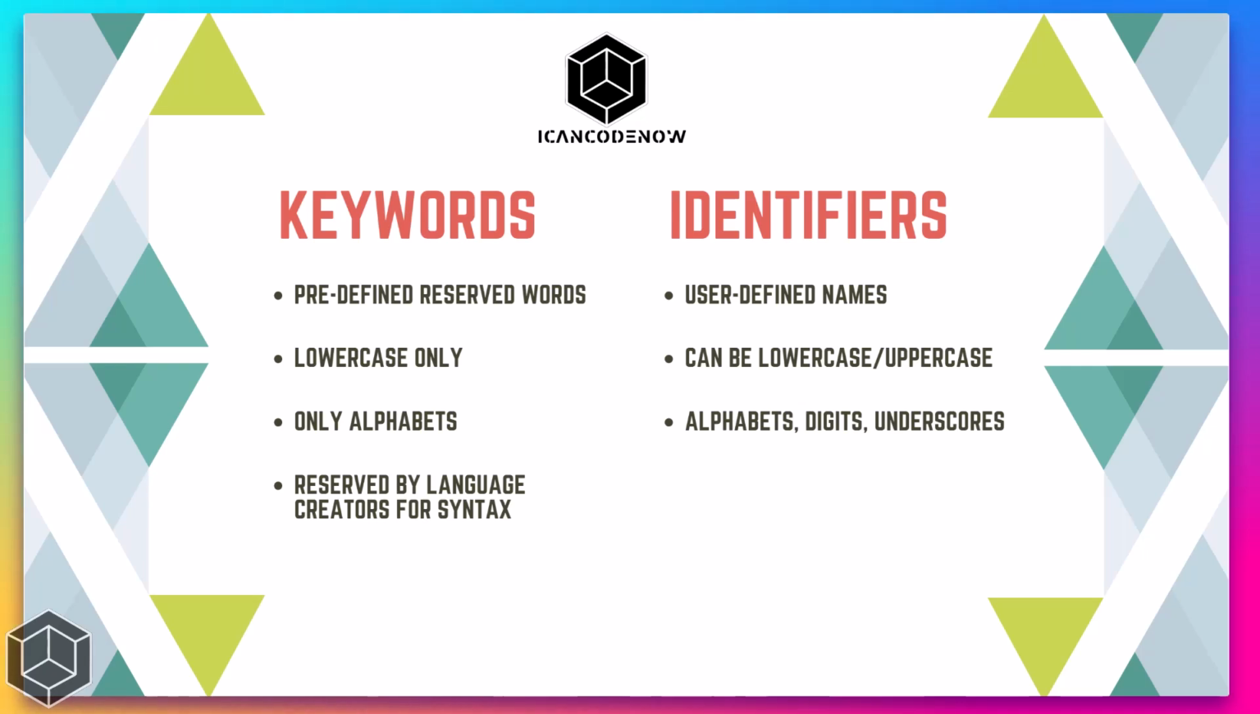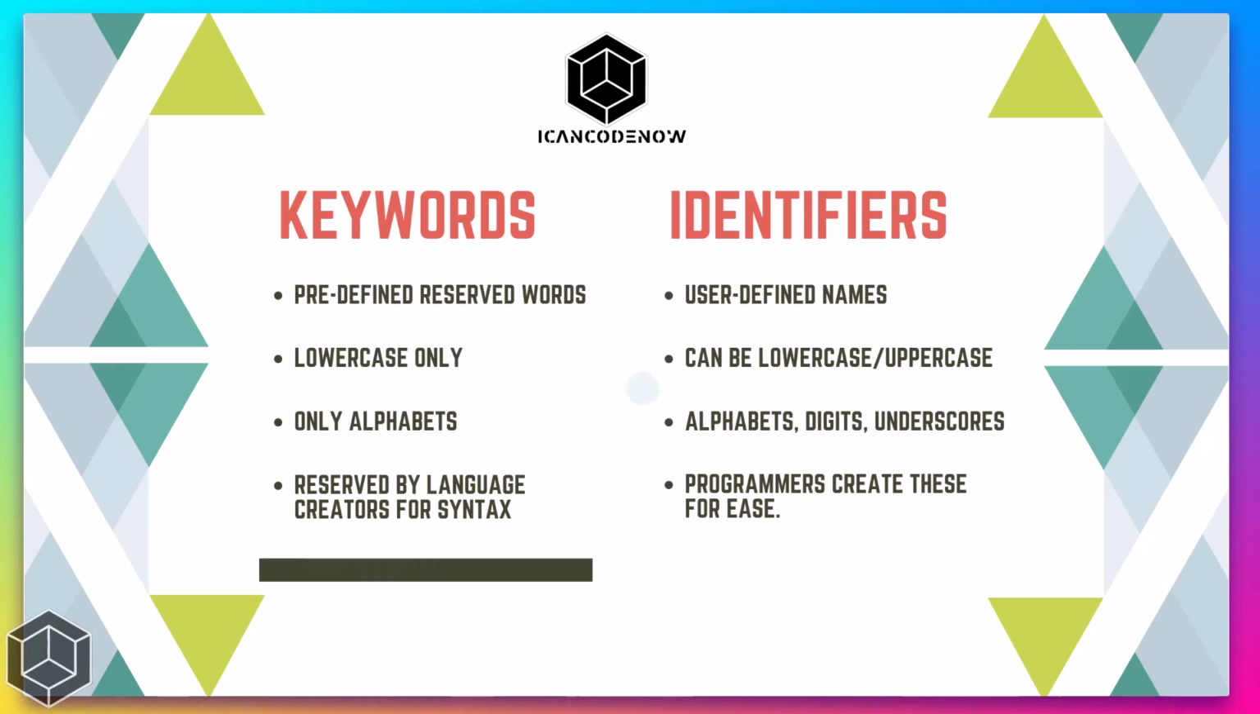Keywords help maintain the syntax of the language as defined by the creators of programming languages, while identifiers are created by programmers to easily remember the names of user-defined elements. Finally, there are numerous keywords, and we can also create any identifiers, for example these.